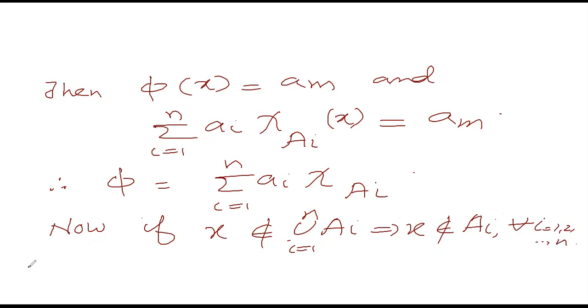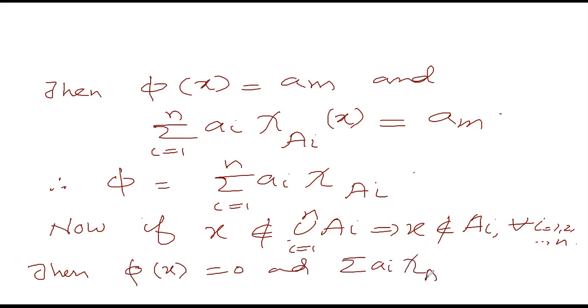Then in that case, since x is not in any Ai, phi of x is equal to 0, because A1, A2, up to An are the only non-zero values of the function phi, and x is not in any Ai, so phi of x must be equal to 0. The summation ai chi ai of x, i runs from 1 to n, is also equal to 0, because x is not in any Ai, so each term of the sum is equal to 0.